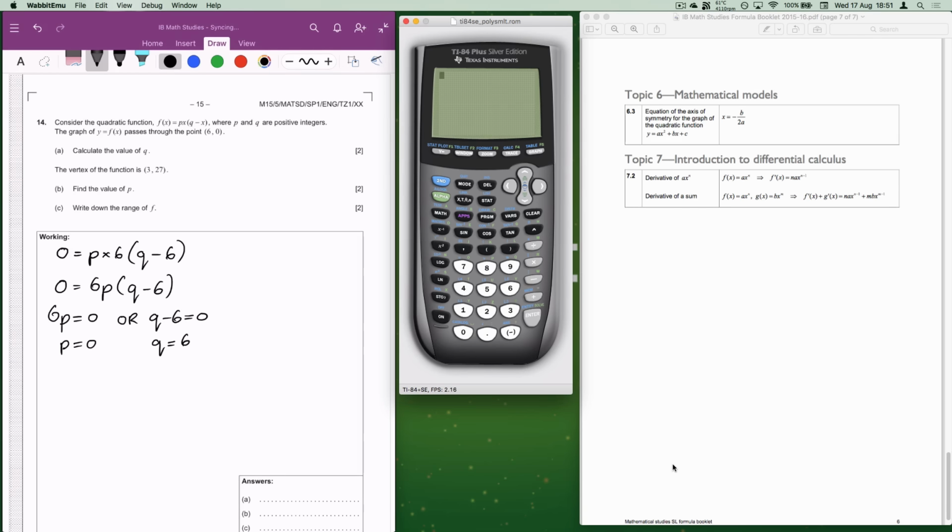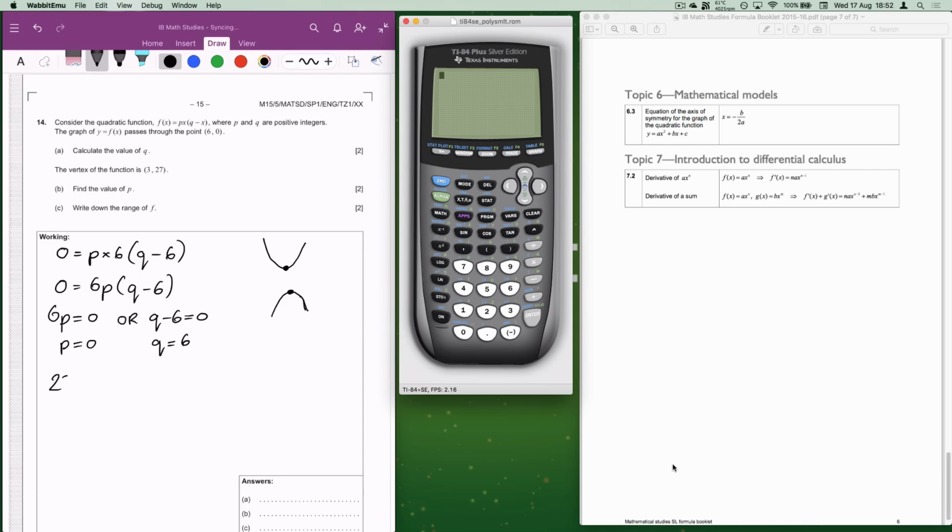We're then told the vertex. Now, a quadratic either looks like this, and you have the vertex here, or your quadratic looks like this, and you have the vertex there. So the vertex is the turning point on the graph, and we're now going to use that to help us work out the value of p. In the same way that we put 6 and 0 into the function, we're going to put 3 and 27. Except this time, instead of q, we're going to write 6.